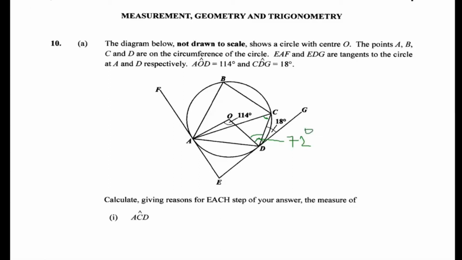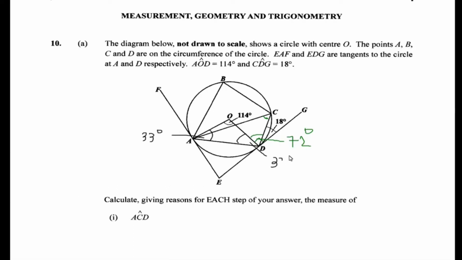The next important information to help us find this angle is that O is the center of the circle, and so AO and OD are radii, and so the angle here and the angle here are equal. So this angle here is going to be 180 minus 114, divided by 2, so that's 33. And this angle is also going to be 33.